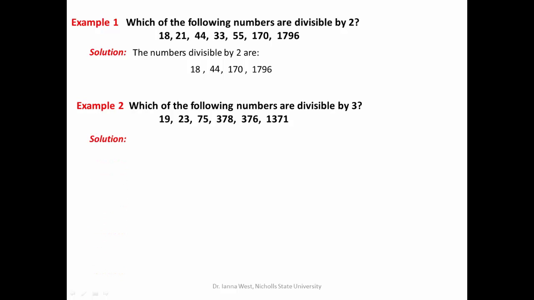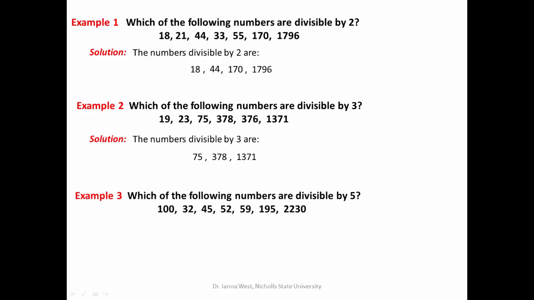For our second example, which of the following numbers are divisible by 3? According to the divisibility test, a number is divisible by 3 when the sum of the digits of the number is divisible by 3. Therefore, the numbers that are divisible by 3 are 75, since the sum of the digits of the number is 12, and 12 is divisible by 3; 378, since the sum of the digits of this number is 18, and 18 is divisible by 3; and 1371, the sum of the digits of this number is 12, which of course is divisible by 3.